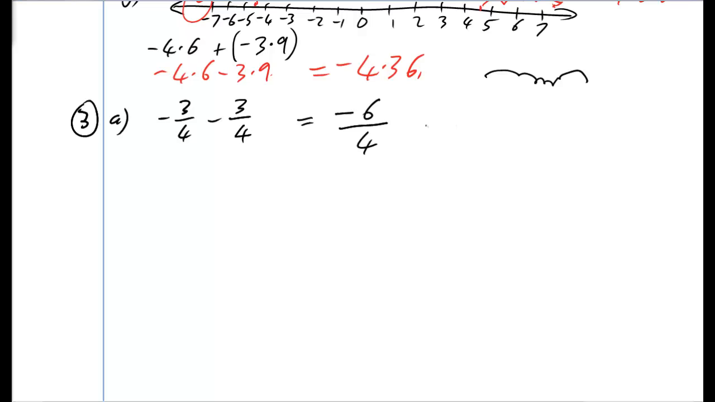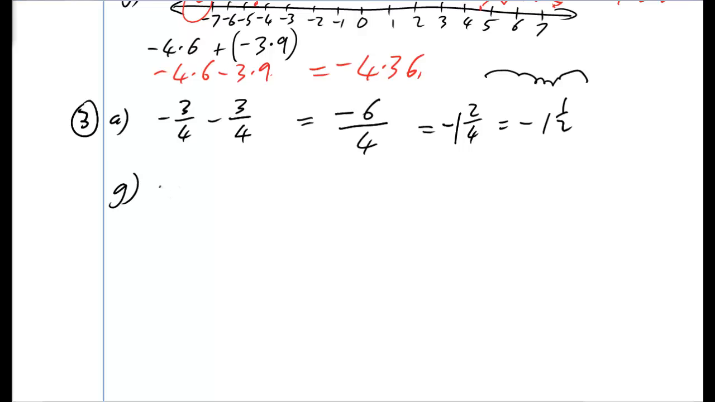Now, if you simplify that, that would be negative 1 and 2 on 4, which is equal to negative 1.5. Let's have a look at G.